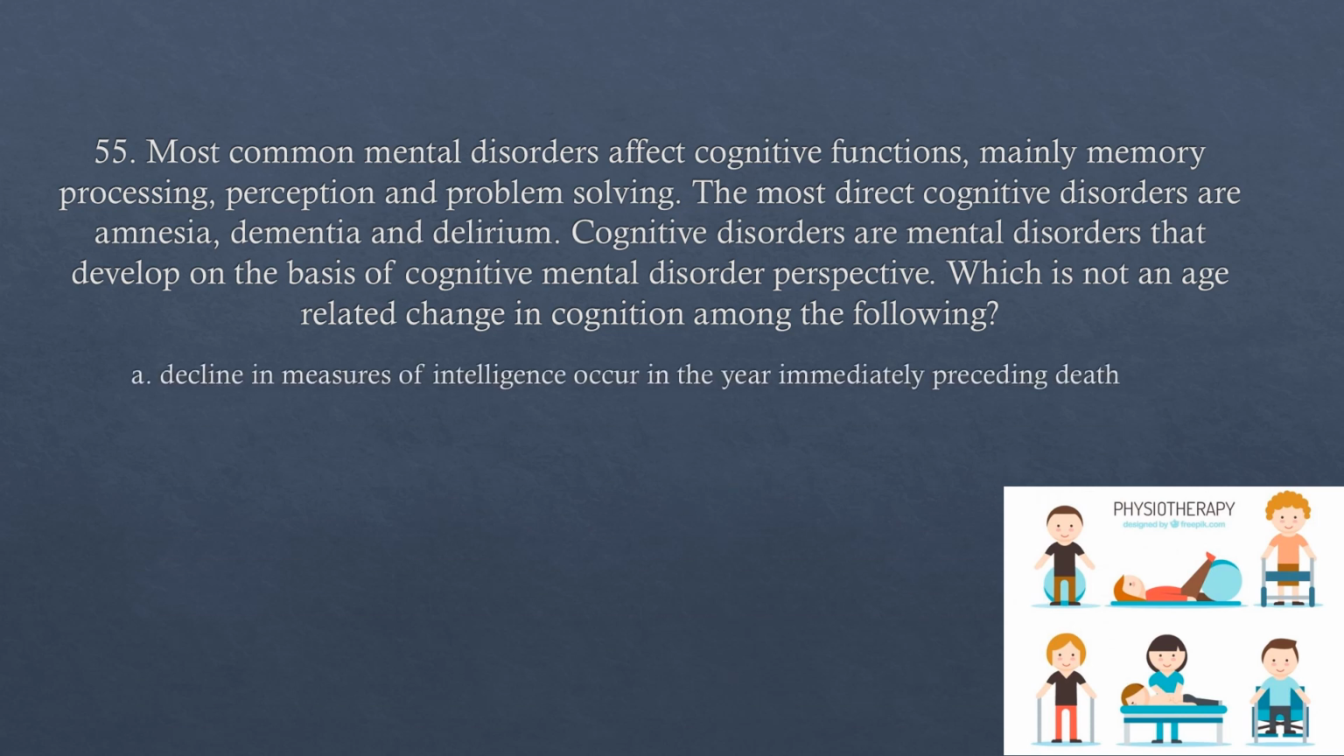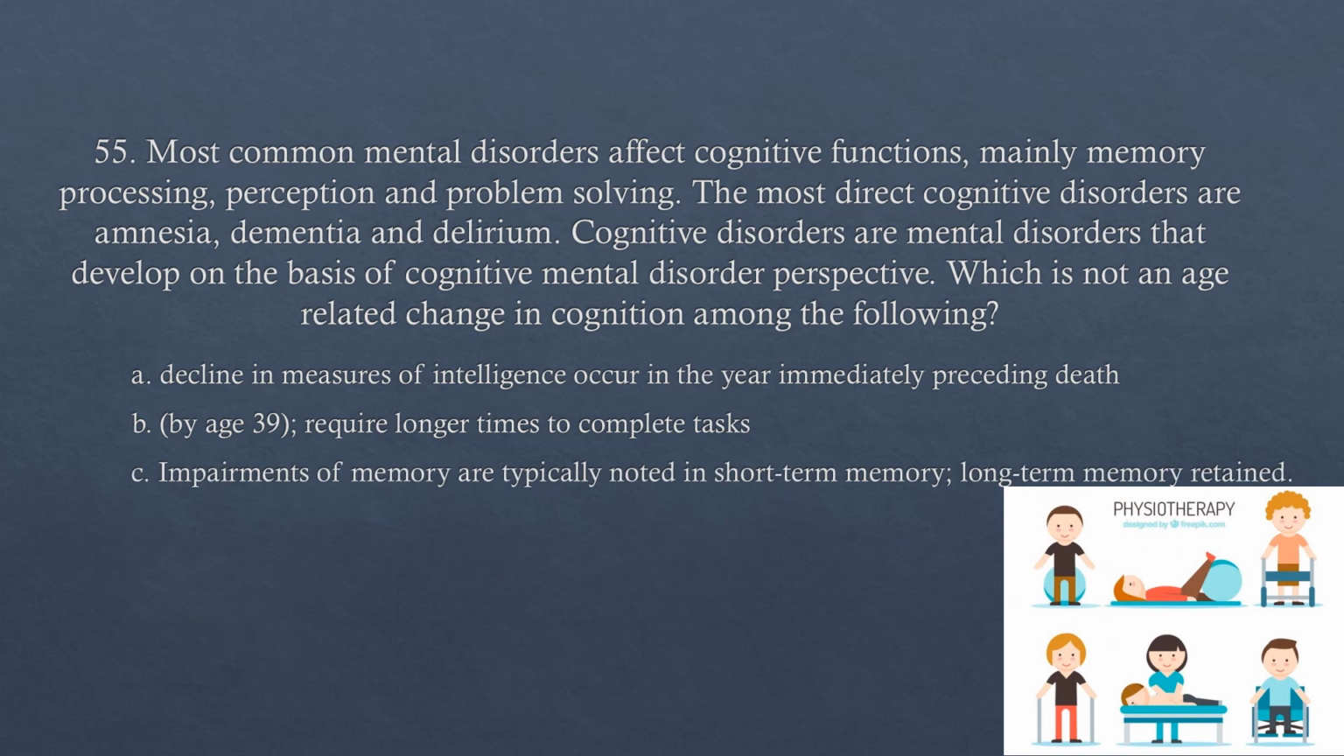A. Decline in measures of intelligence occur in the year immediately preceding death. B. By age 39, require longer times to complete tasks. C. Impairments of memory are typically noted in short-term memory, long-term memory retained. Or D. Changes in intellectual abilities typically show up till mid-60s. And the answer is?